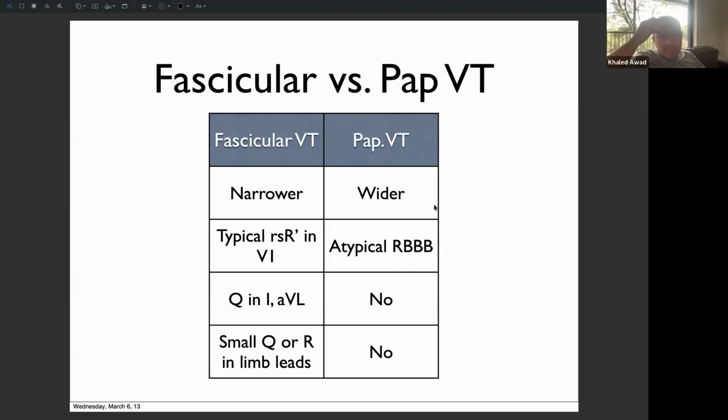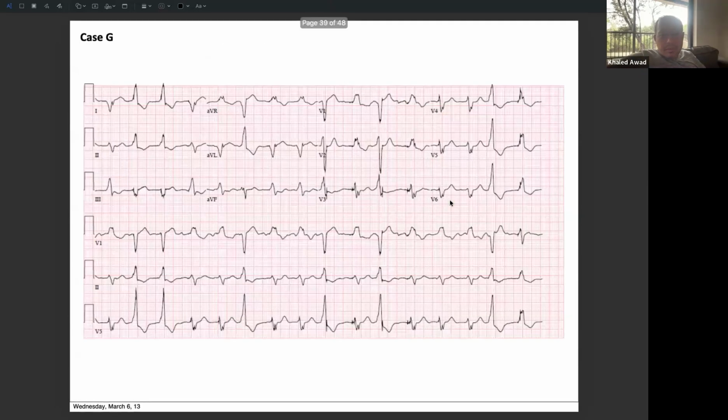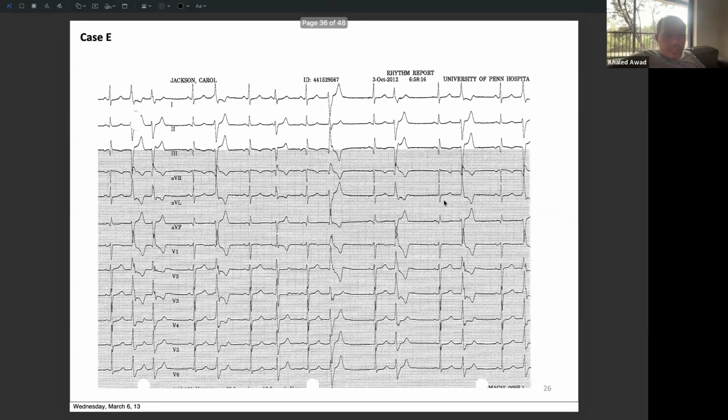You have a typical right bundle in fascicular VT. You will have Q waves in lead 1 and AVL. So in the lateral leads you will have those Q waves in 1 and AVL. They could be Qs, could be Rs, depending on what you're dealing with: posterior medial versus anterolateral papillary muscle, or left anterior fascicle versus left posterior fascicle. And then you're going to have the small Q waves in the limb leads 2 and 3. So you look at that and try to apply it to what you're seeing and see if that helps you tell the difference.